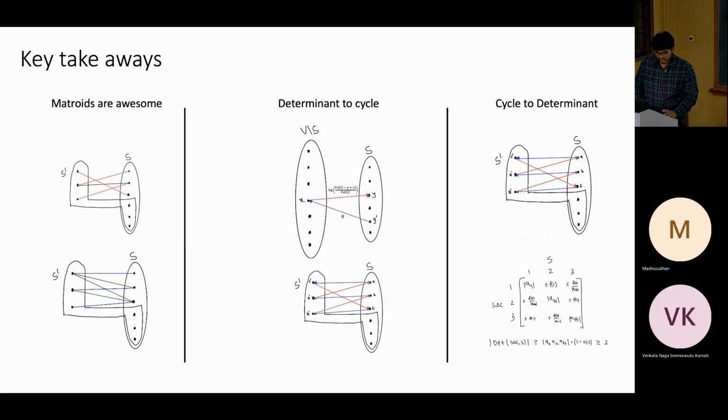Yeah, I'll stop there. Key takeaways are that matroids are awesome. They have very good properties. What we really did here is these two things: determinant to cycle and cycle to determinant, which are these two lemmas, Lemma A and Lemma B. I think those are very important, and it's also fun to try and prove them.